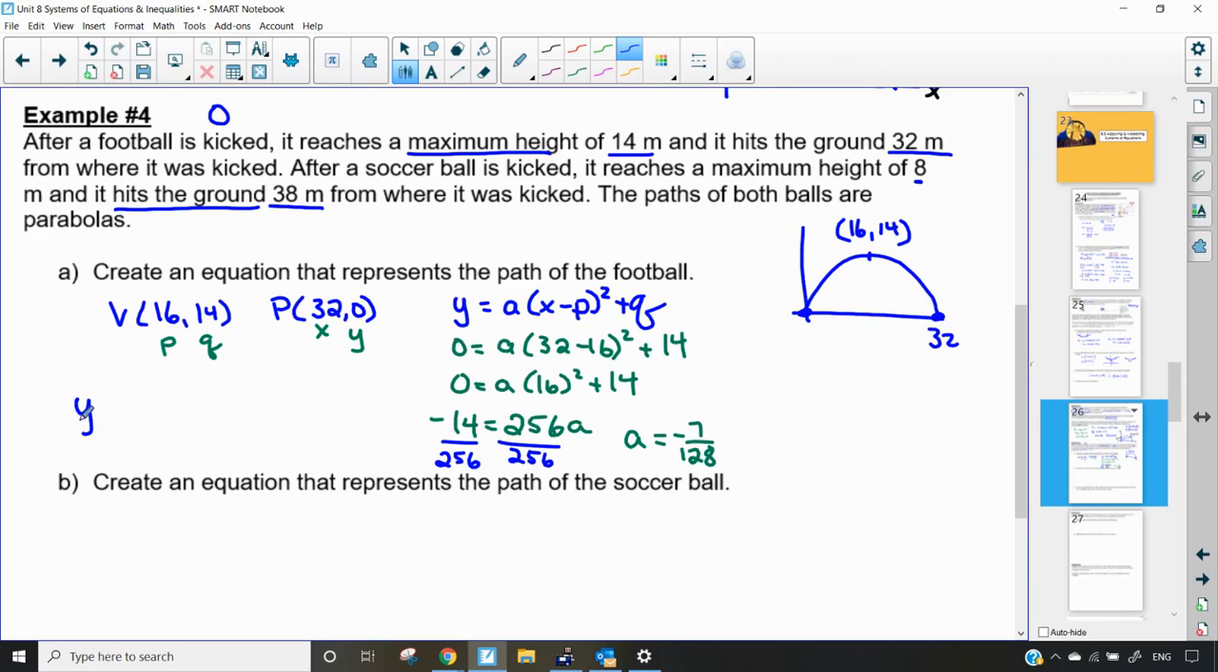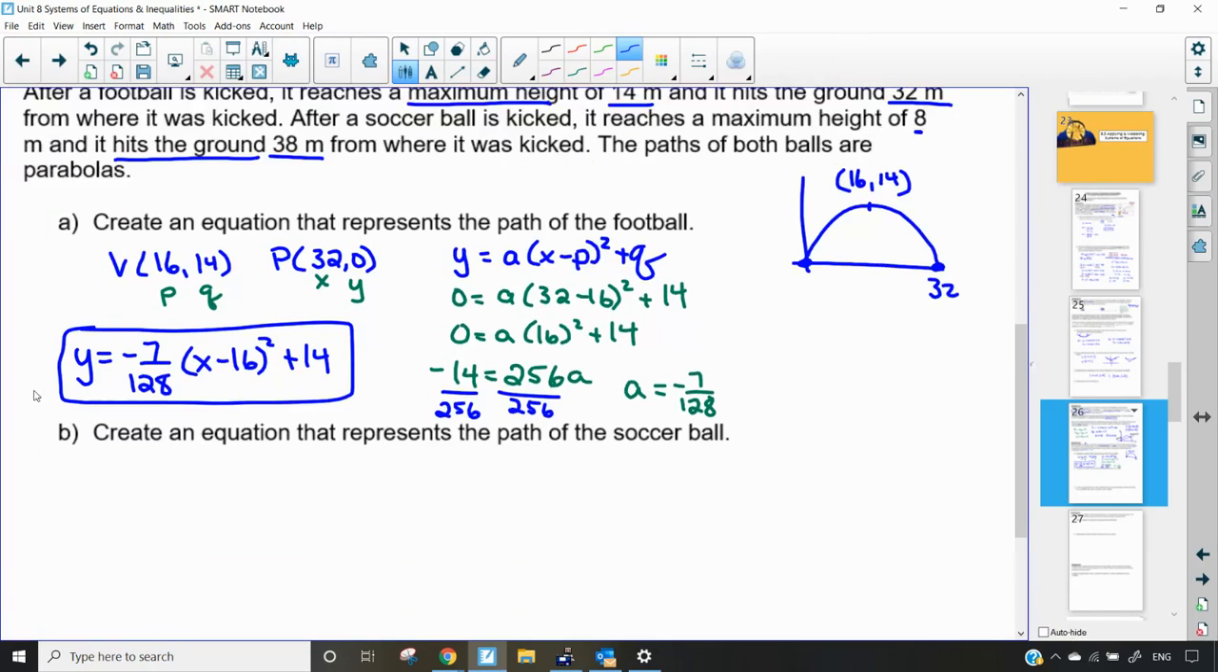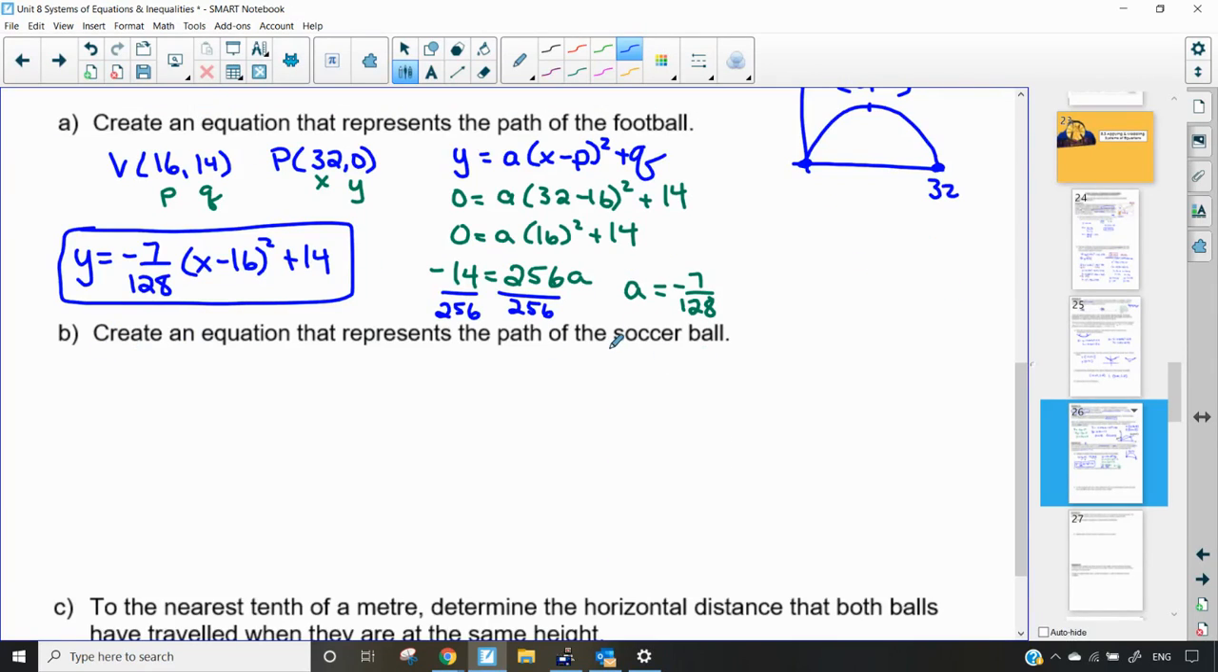So that makes our final equation y equals negative 7 over 128 times (x minus 16) squared plus 14. So there's the equation for the football. Moving on to our next equation, we're asked to find the path for the soccer ball.